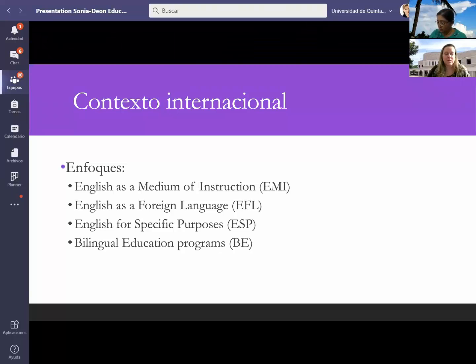Creo que en el contexto de México hablamos de bilingual education refiriéndonos tal vez a las escuelas particulares, por ejemplo, en donde intersecta con English as a Medium of Instruction, porque están enseñando algunas materias de Science y Math y otras a través del inglés, ¿ok? Pero hay una concepción muy general y muy variada sobre lo que significan bilingual education programs, ¿ok?